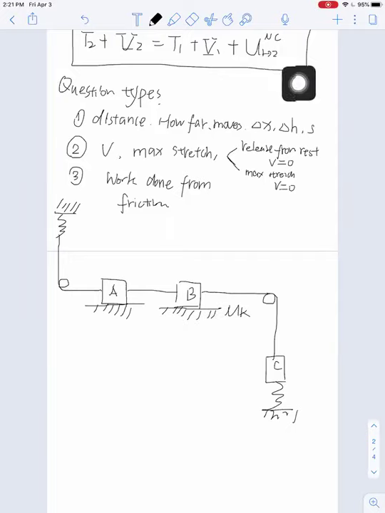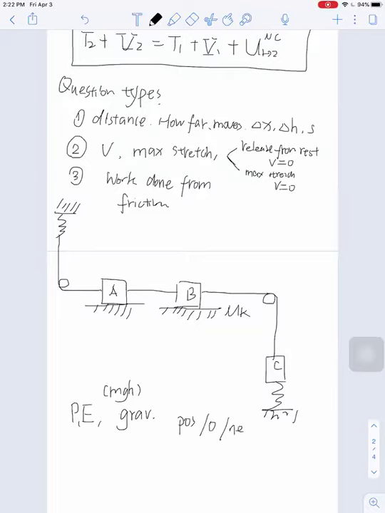A few concepts to make sure you understand: when we talk about potential energy from gravity, that equation goes mgh, right? H is the height from the reference point to where your mass is. And the potential energy from gravity can be positive, can be 0. It could also be negative, right?